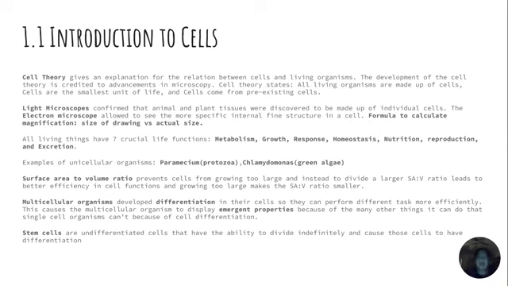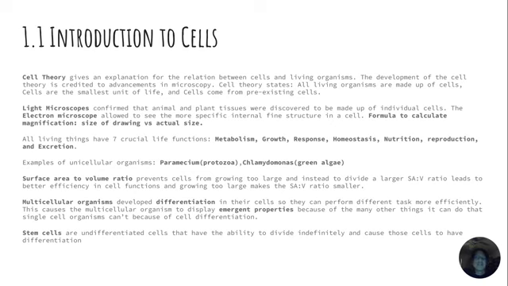Okay, 1.1 Introduction to Cells. According to cell theory, cells are the smallest units of life. They come from pre-existing cells and are the building blocks to all living organisms.